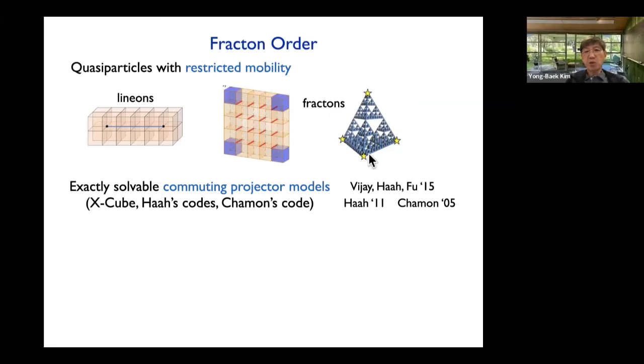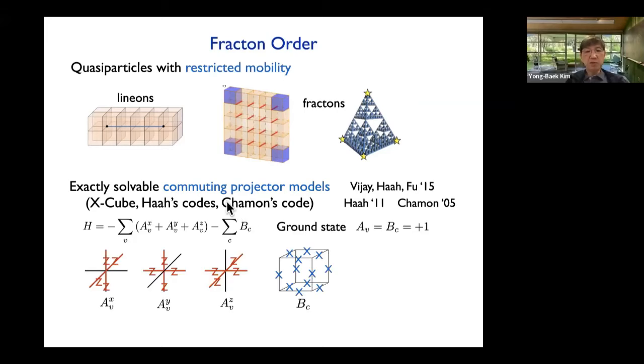In more complex models, these corner excitations are defined at the corners of some kind of fractal object, and these particles are called fractons. As I said, there are exactly solvable models, and these are what we call commuting projector models. It's a bit like a quantum double model, if you're familiar with those. These models carry names like X-cube, Haah's code, and Chamon's model. And perhaps the simplest model is the X-cube model.